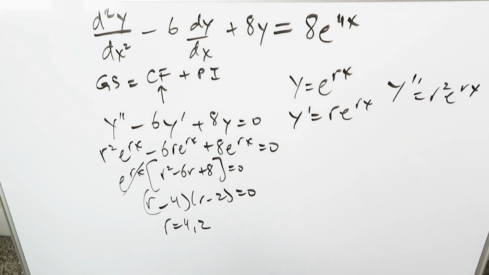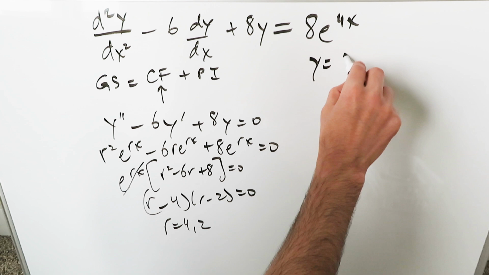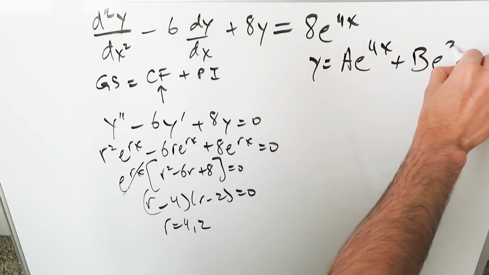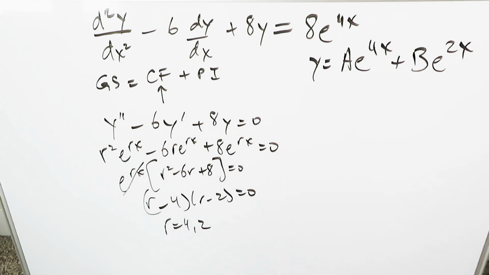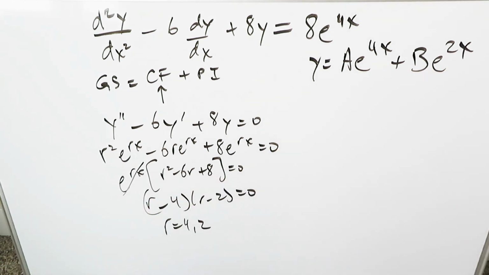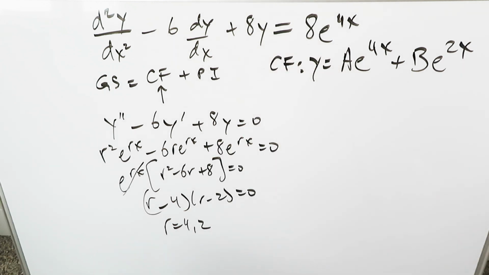Therefore, we can easily present this complementary function. The complementary function will be this: y is equal to a e to the power of 4x plus b e to the power of 2x. You can alternate the 4 and the 2. You could have put the 2 here, you could have put the 4 over there, it doesn't matter, but that right there is our complementary function, and it is done. Let's look at the particular integral.